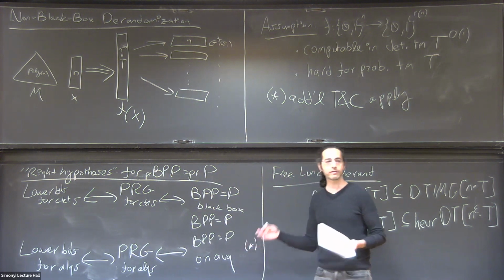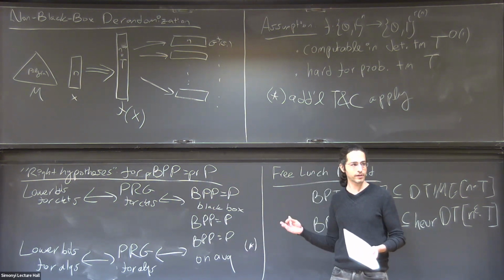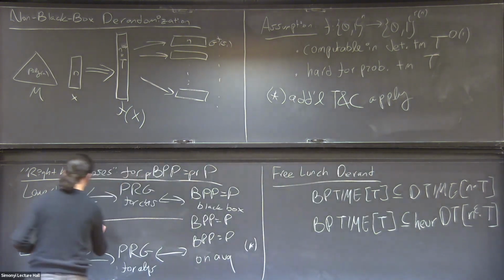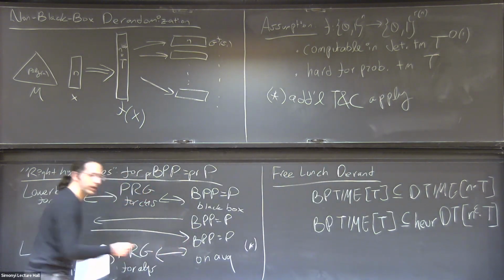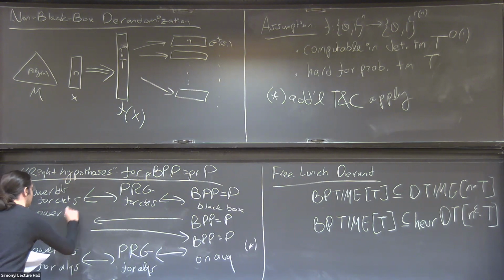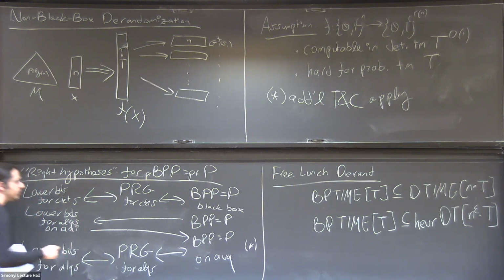Forget about PRGs, forget about black box randomization. We just want sufficient and necessary hypothesis for the randomization. And we're going to see this result using, of course, a non-black box technique. And it will be lower bounds for algorithms with a special notion of hardness. I'm going to call it on almost all inputs. We will see this in the second part of the talk.